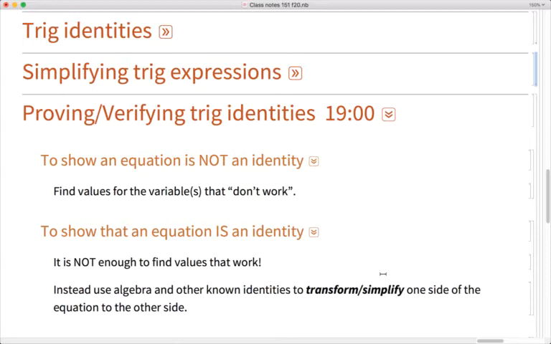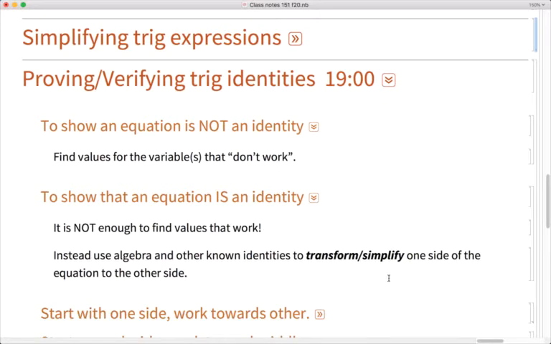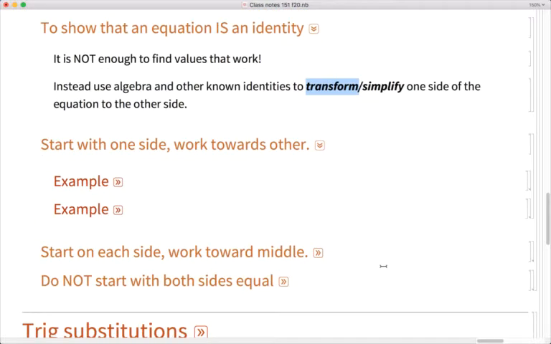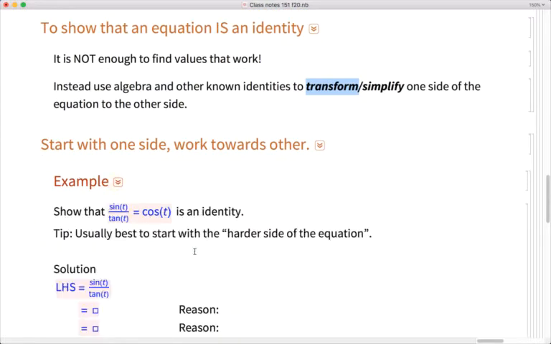Right? Instead, what you have to do is start with one side of the identity and transform it, or perhaps simplify it, until it becomes the other side of the identity. Sometimes the other side isn't any more simple, so we should just say transform rather than simplify. Okay, so let's do a couple of examples here.